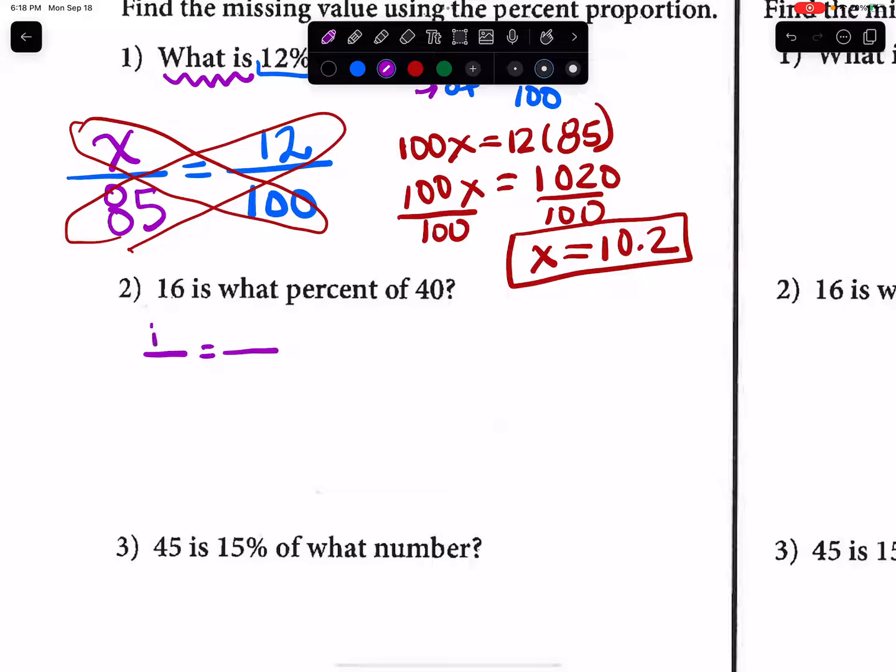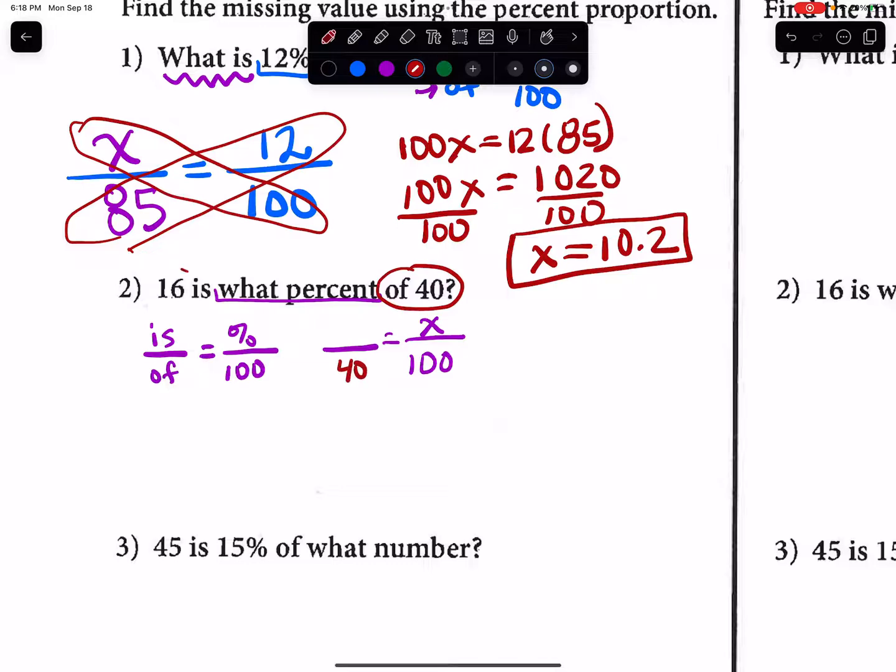All right, I'm doing my is over of equals the percent over 100. So this is always 100, and then we look for the number with the percent. In this problem, 16 is what percent of 40. They didn't give us the percent. It actually says what percent. So that's the variable. That's the thing I don't know. And then it says of 40. So here's my of. And it says 16 is. So here's my is.